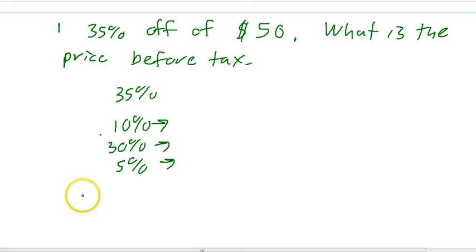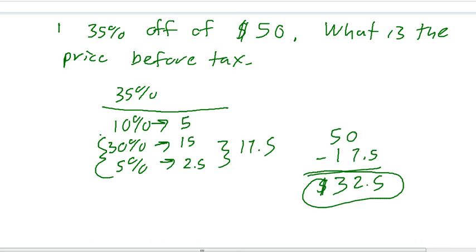Alright, so if you were still stumped, don't know what to do, I've written it down here. You want to find 35%, which means we need these two right here, 30 and 5. And the first thing you always need to find is 10%. So try it now. Find 10% and then 30 and then 5 and then try it again. And there it is. $32.50 is what you should pay before tax.